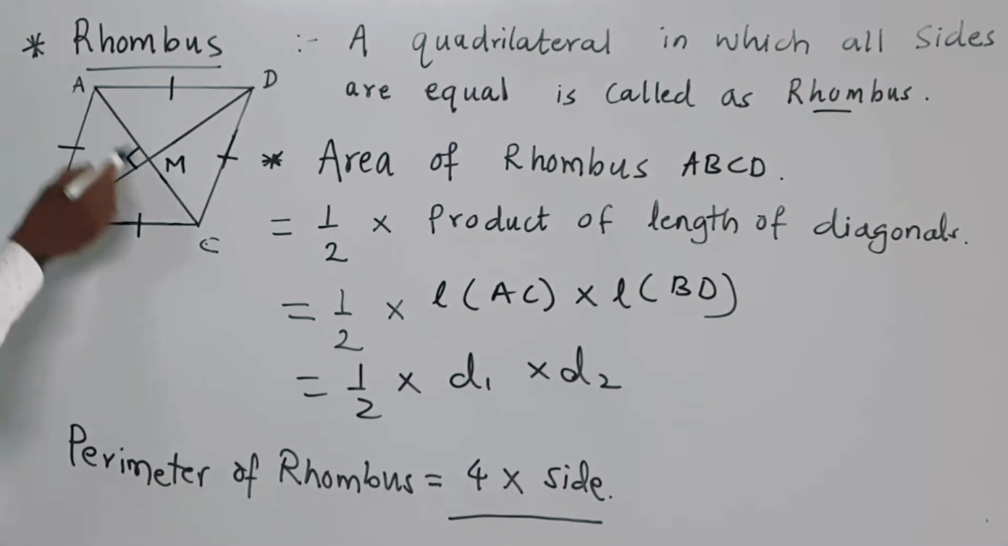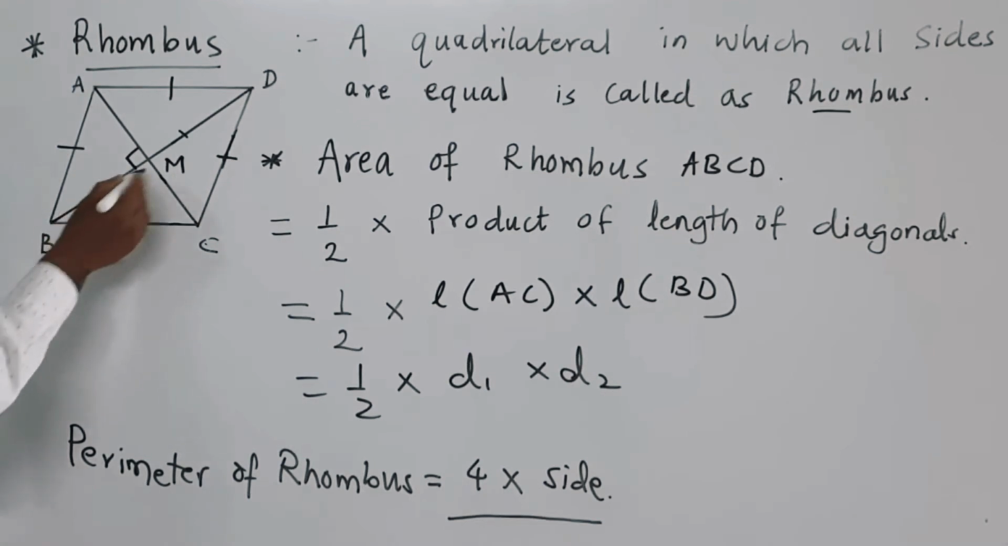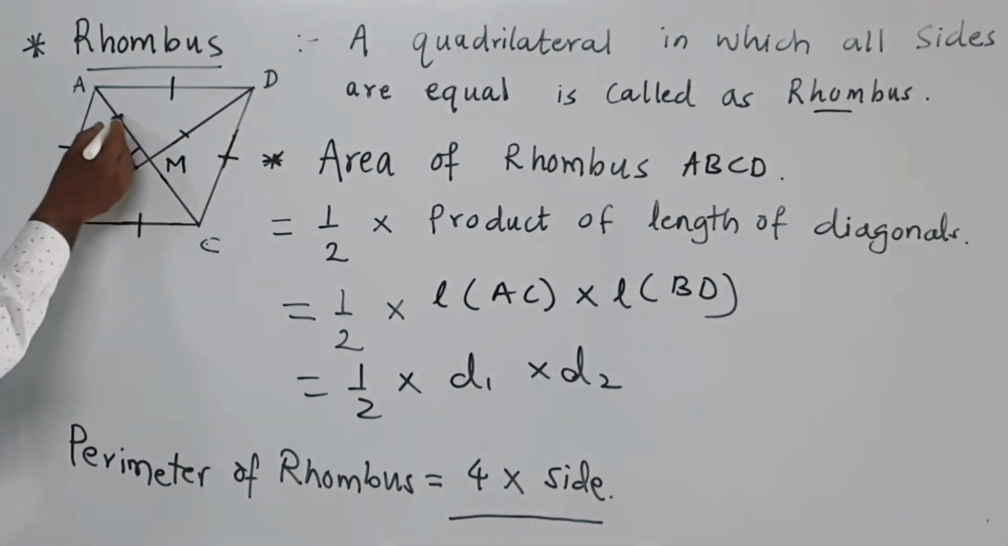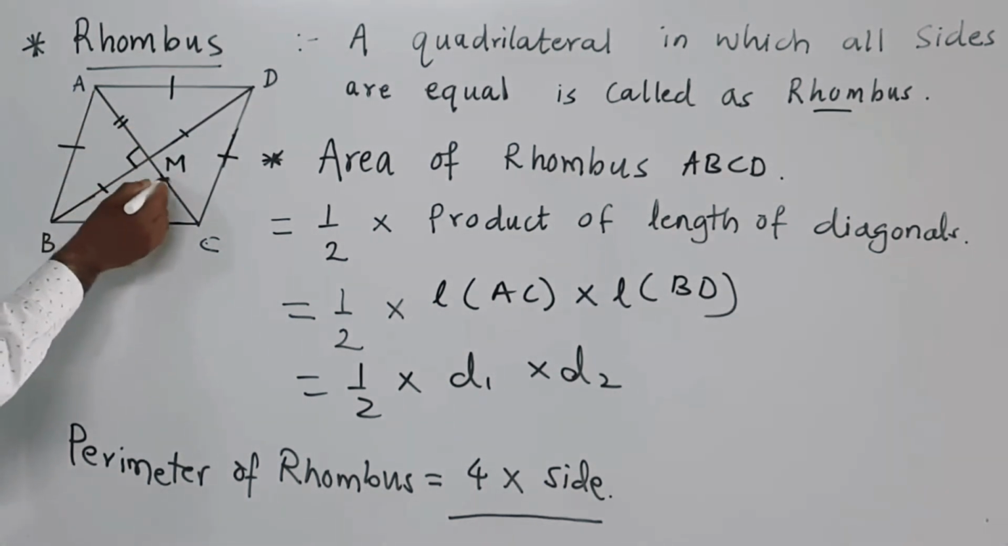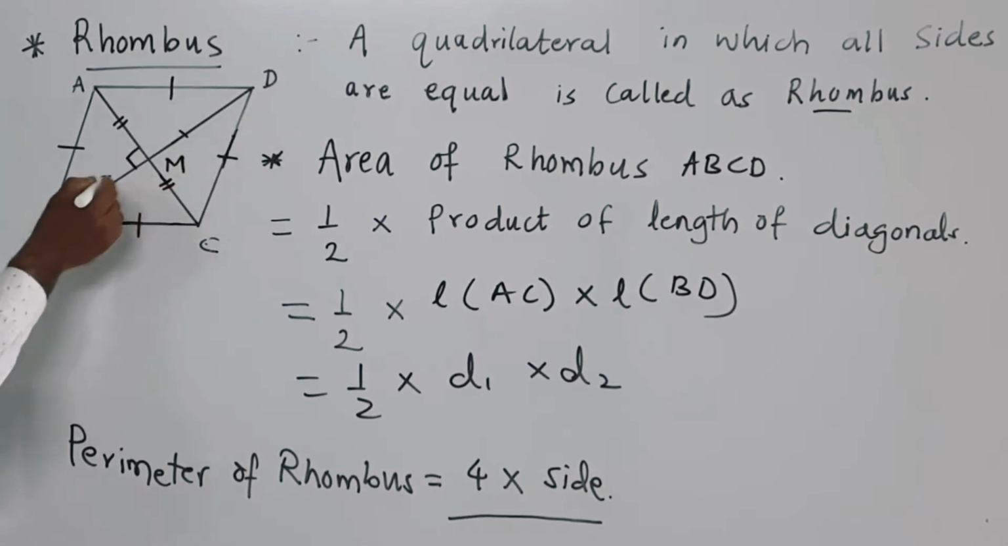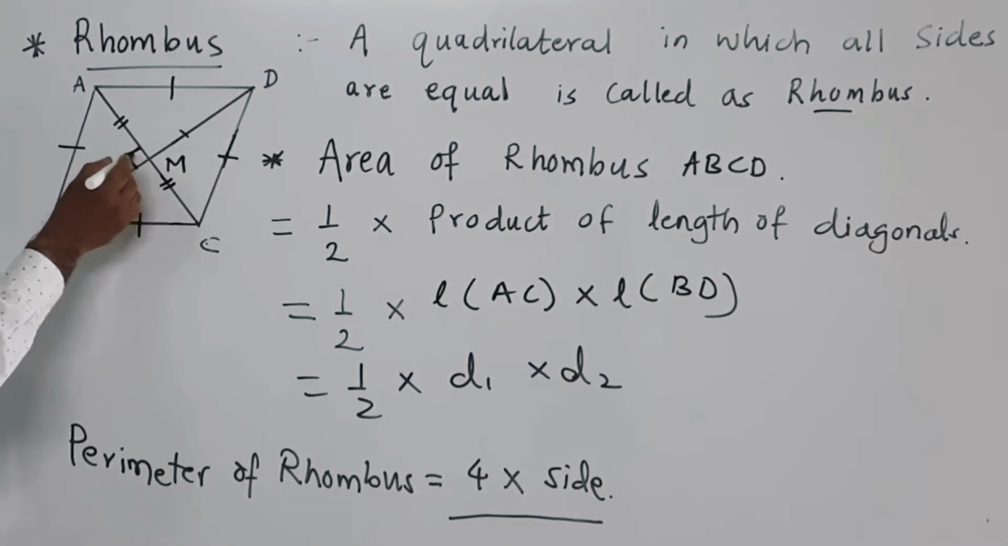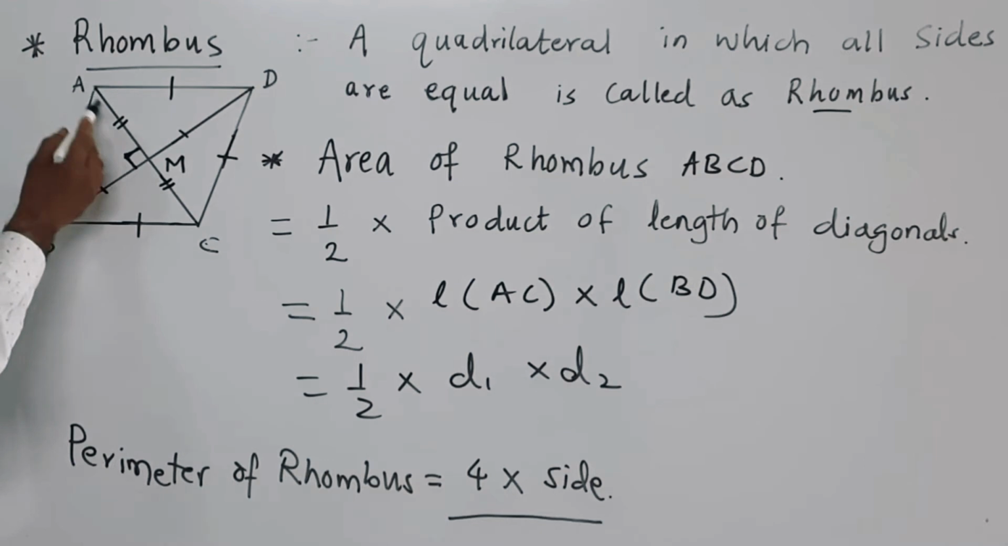Here the diagonals of rhombus bisect each other, means AM is equal to MC and BM is equal to MD. They bisect each other at right angle. The property of rhombus: the diagonals of a rhombus bisect each other at right angle.